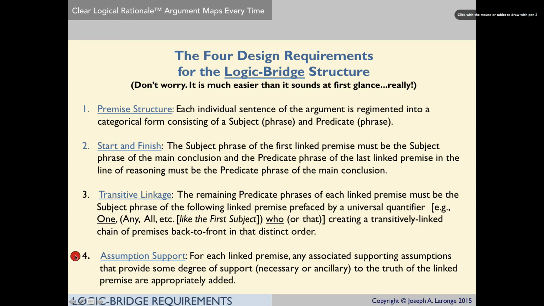The last one is assumption support. So for each linked premise, any associated supporting assumptions that provide some degree of support, remember it can be necessary or ancillary, to the truth of the linked premises are appropriately added. So we're going to go through in detail what each of these requirements looks like, how to do them, and how they work in building a clear logical argument. They're actually fairly easy once you see them in action.